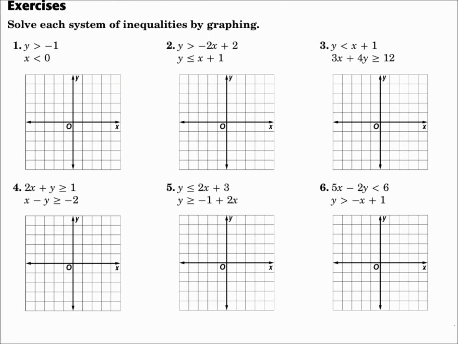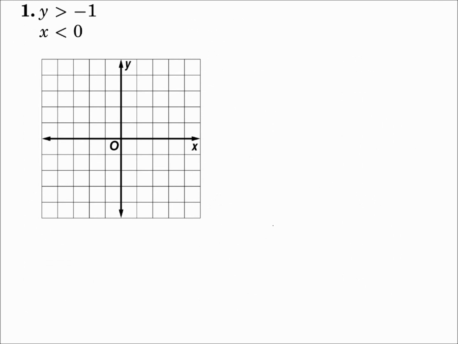Solve each system of inequalities by graphing. Number 1. y is greater than -1 and x is less than 0. We'll graph each of these, and the solution is where the graphs overlap.